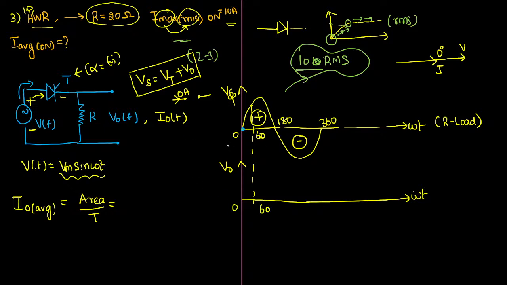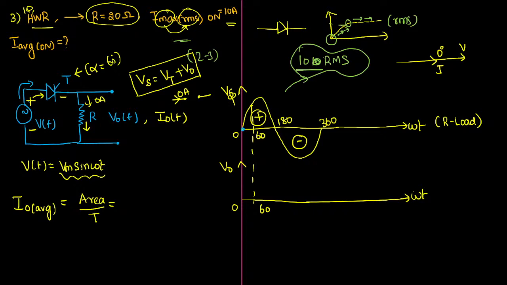At the same time, what about the output voltage, sir? When the current is 0, if you measure the output voltage across the resistor, the current flow through the resistor is 0, right? Yes, sir. So the voltage drop v(t) is equal to 0 into R. That will also become 0 from 0 to 60 degrees.